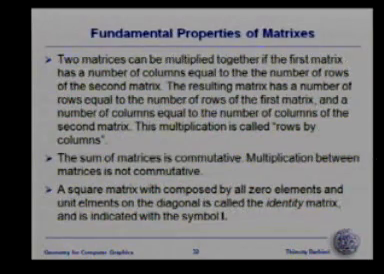Then you have something which is called the identity matrix. It's a square matrix which has zeros everywhere, except on the diagonal, which is composed of ones.